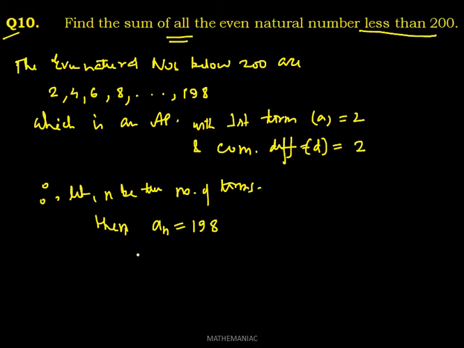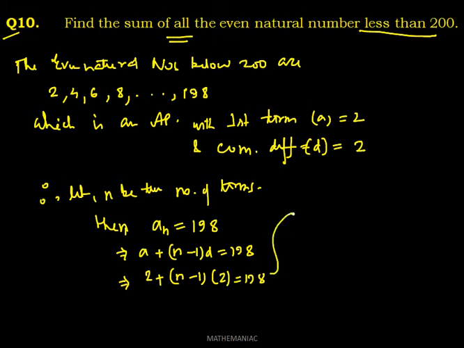What is the idea? We have just used it. N is the number of terms, which means it is the last term, and the last term is 198. Make use of the formula: A plus (n minus 1) into D is 198. Then what is the value of A? A is 2, this is n minus 1, D is again 2, 198. Now solve it.